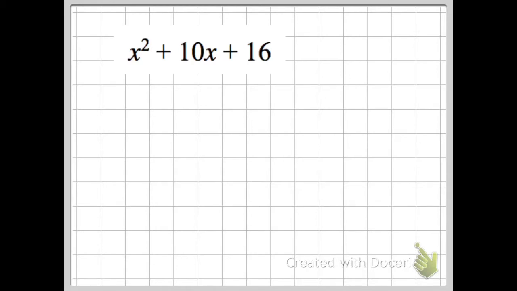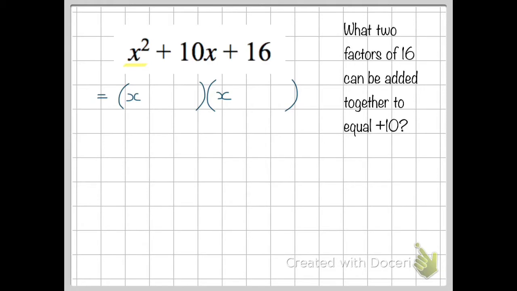In all of these, we're going to factorize them, and we're going to end up with an expression with two brackets, which is where the name binomial comes from. We should note that the only way to get x squared is by multiplying x by x. So the first term in each bracket will be an x. We now ask a standard question. What two factors of the last number, 16, can be added together to equal the number in the middle? In this case, plus 10.